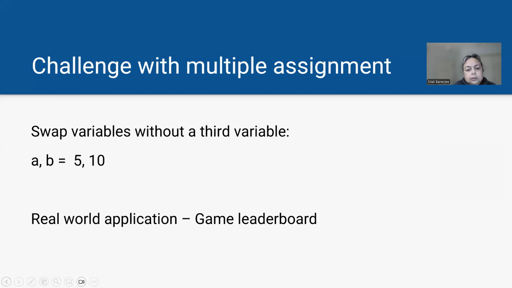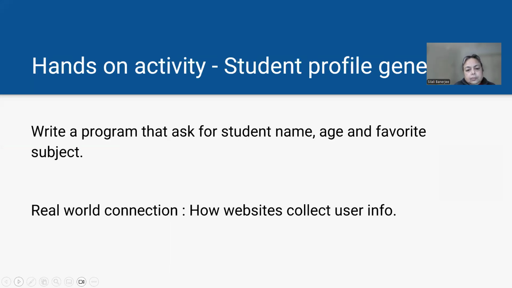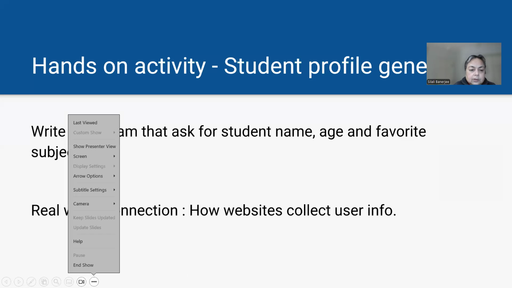A real world example of this is a game leaderboard, when you want to switch places for people, which is represented by a variable. So we can write a program that takes student name, age, and favorite subject. And that is how websites store their user information. Let's try that.